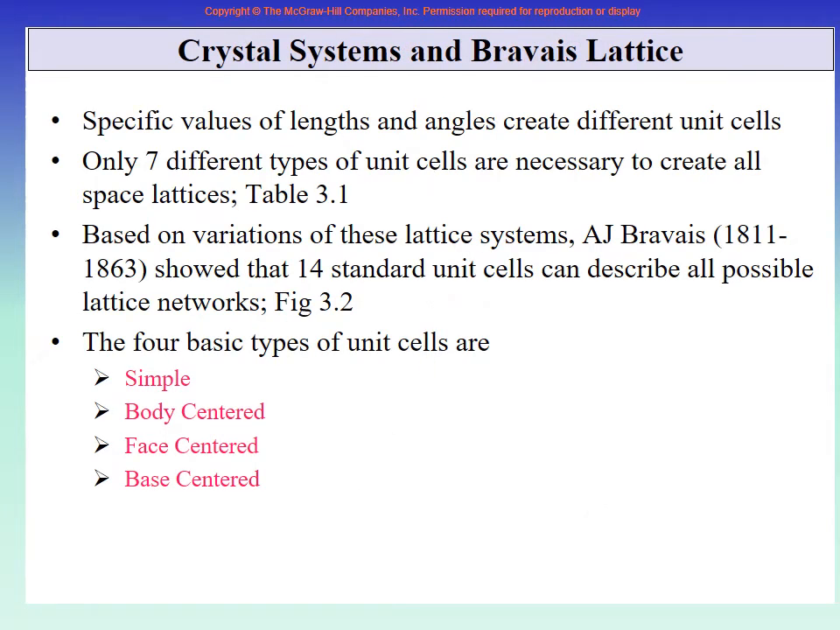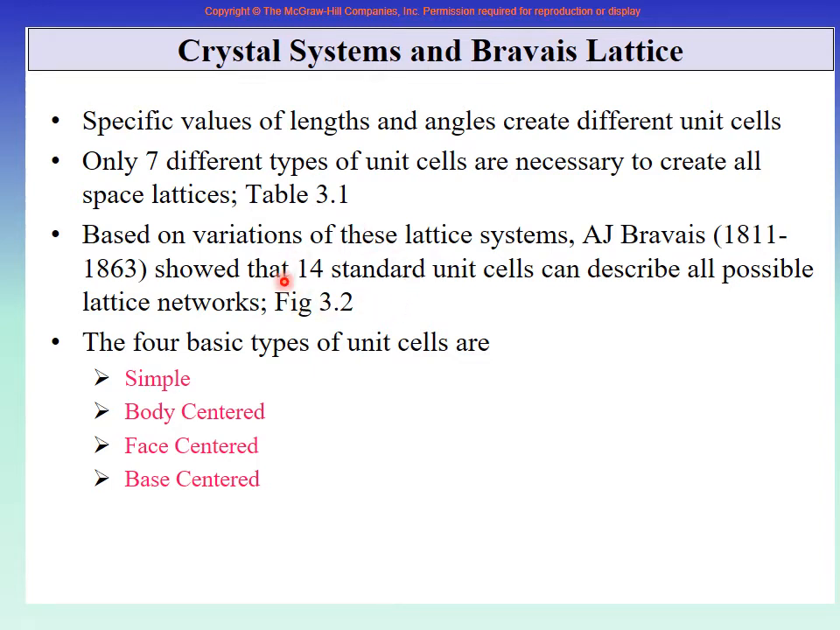Now the specific values of lengths and angles create different unit cells. Only 7 different types of unit cells are necessary to create all space lattices we will see in the table. And based on variations of these lattice systems, A. J. Bravais, 1811 to 1863, showed that 14 standard unit cells can describe all possible lattice networks. So we will see that. We will see first a table and then a figure.